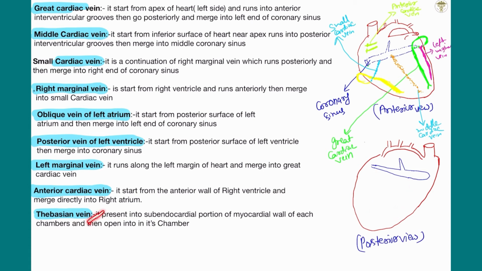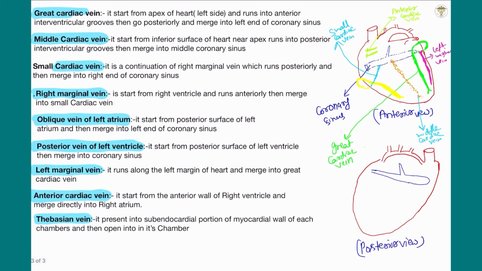But the largest number of Thebesian veins are present in the right atrium. So I always say that they are present in the right atrium, but they are present in all chambers of the heart. Most teachers and most YouTubers who make videos discuss the Thebesian veins as present in the right atrium, but they are present in all chambers of the heart.